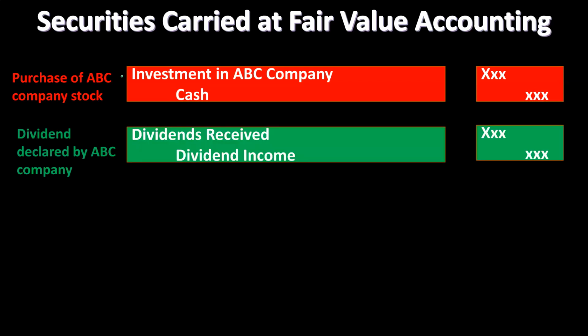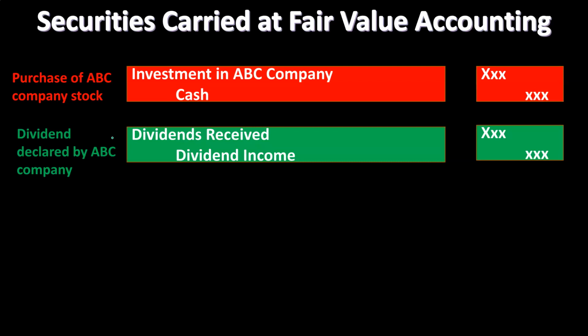Then we're going to say that the dividend declared by ABC company. What happens when ABC declares a dividend? Well, then that means that they're going to give us the dividend, so we're going to get cash eventually, but when they declare it, we should technically record it when they actually declare the dividend, even though we haven't got the cash yet. So that means we're going to credit income. Income's going to go up by the dividend income. We're going to debit dividends receivable. And then, of course, we're going to get the cash.